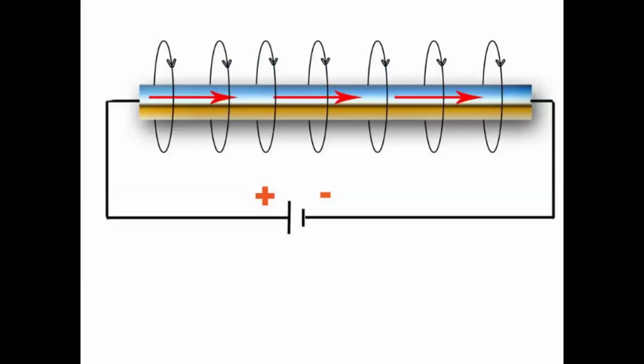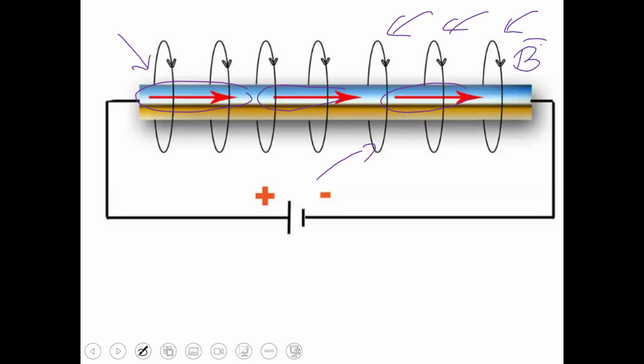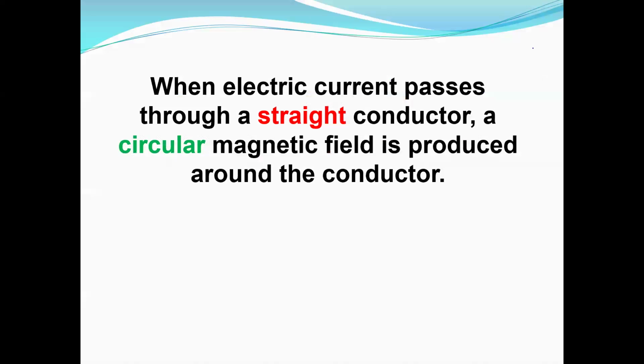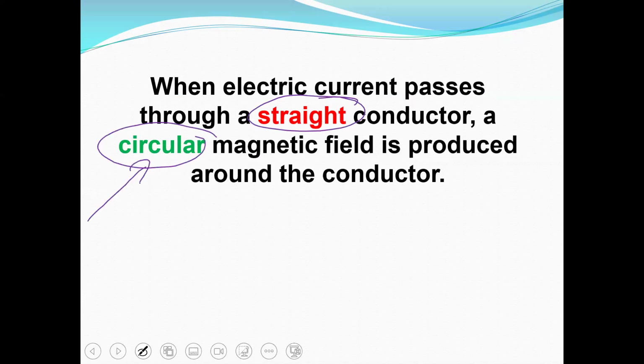Now, if you can recall, if the current is in a straight line, look at this diagram. If the current is going in a straight line, what is the direction of the magnetic field? I'm not saying positive, I'm asking about the geometry. Look at this geometry. Circular. So this is my concept to be noted: when electric current passes through a straight conductor, the magnetic field produced is circular.